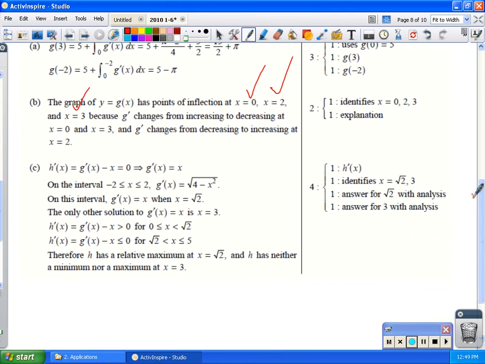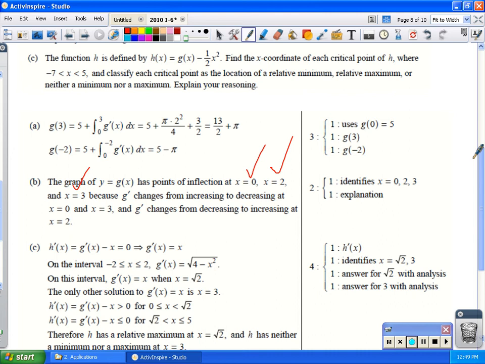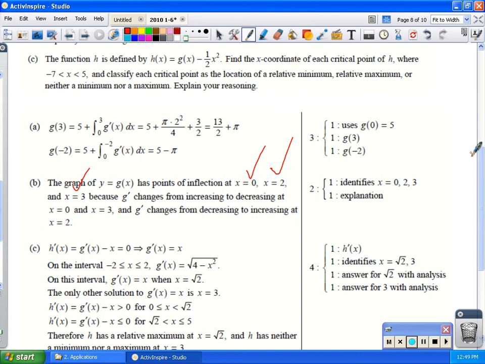And then part C is a little bit tricky, and I will admit to that. In part C, they give you a new function, and the function is called h of x, but it's defined using g of x. They want the x coordinate of critical numbers of h, and then they want to know if we have a local maximum or a local minimum.